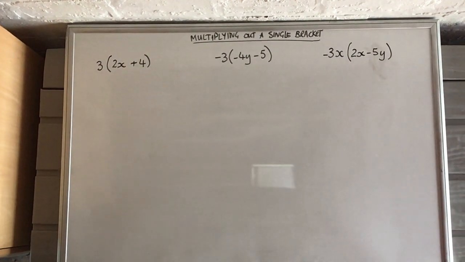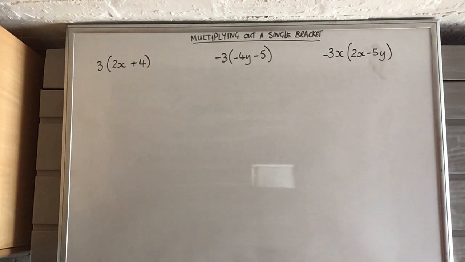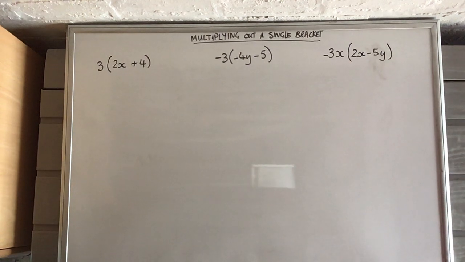In this video, I'm going to show you how to multiply out a single bracket using the grid method. We're assuming that you already know your rules for integers, especially multiplying them and tidying them up. And here's how it goes.